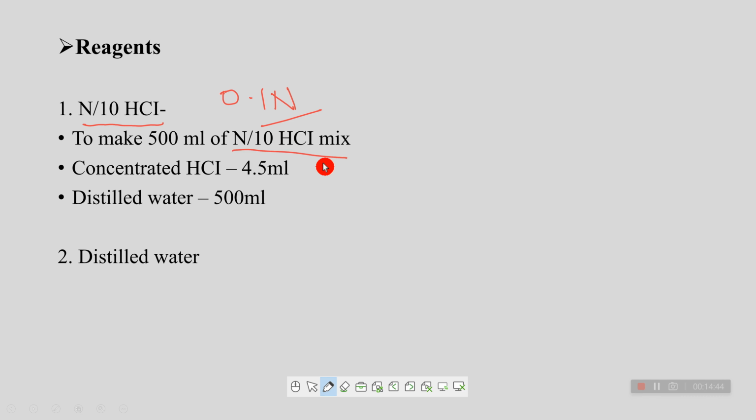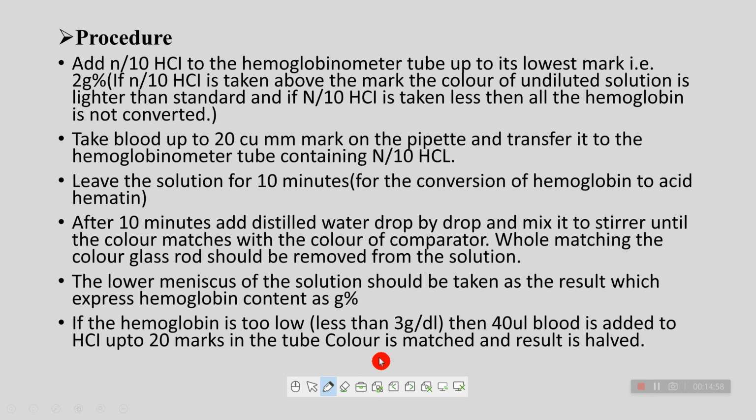So to make 500 ml of N/10 HCl, we need 4.5 ml of concentrated HCl and mix it with 500 ml distilled water. So this is how we can make N/10 HCl. Moving on.